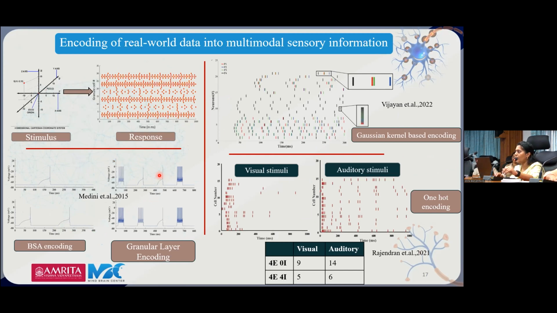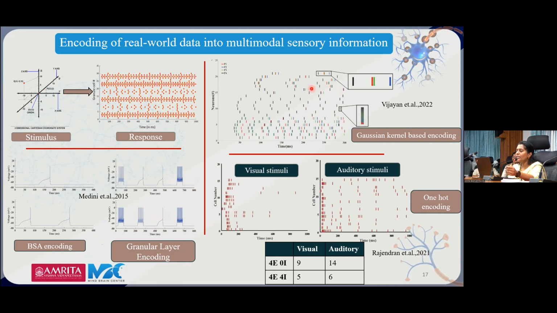We used different sets of encoding schemes, starting with the BSA. The BSA algorithm is Ben's Spiker Algorithm. There, every feature was converted to a particular spike, and then this was introduced. Whereas in the case of granular layer encoding, it is more like a lookup table. That was put forward by looking at the different firing behavior of the granule cell, and we developed the spiking behavior based on that.